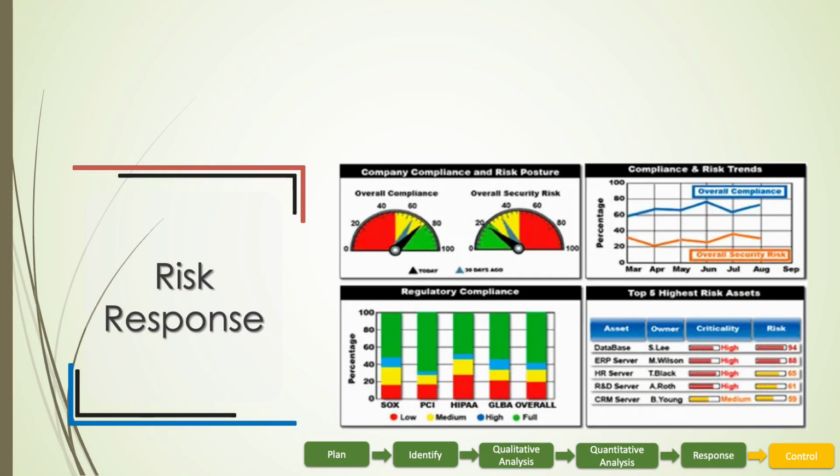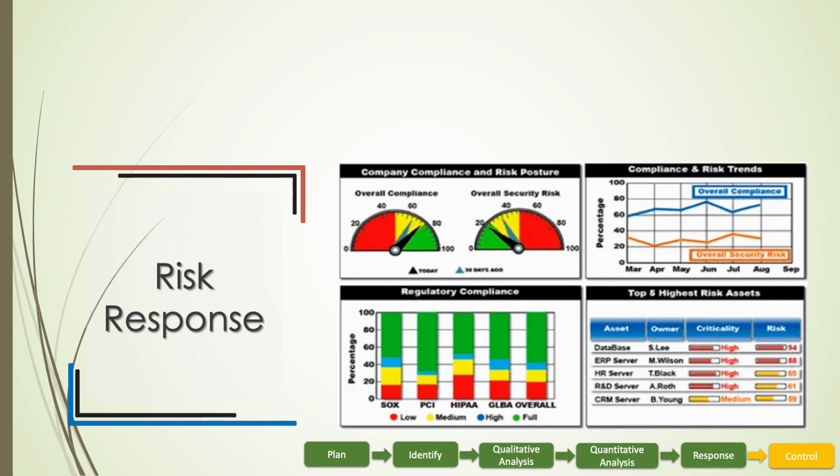Our compliance and risk management dashboard offers a comprehensive view of the organization's security posture and regulatory adherence. Real-time gauges track overall compliance and security risk, highlighting progress compared to the past 30 days. Trend lines further illustrate monthly changes in compliance and risk levels, empowering leadership with actionable insights.